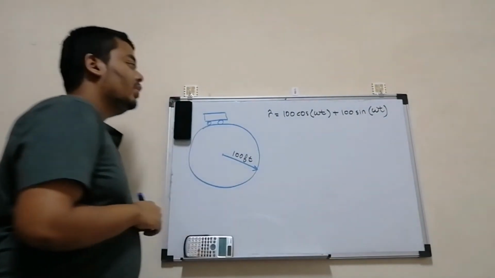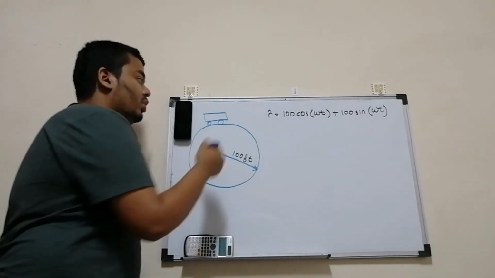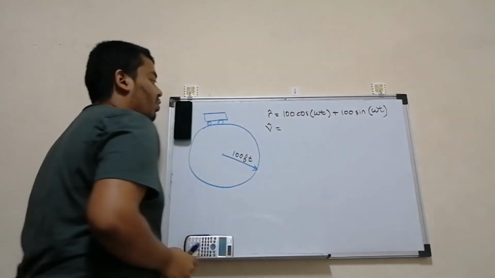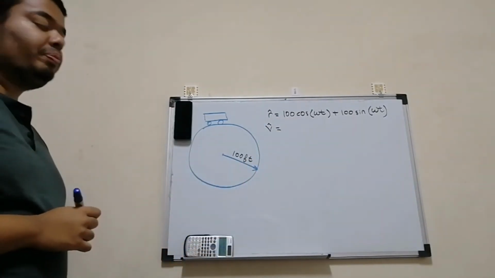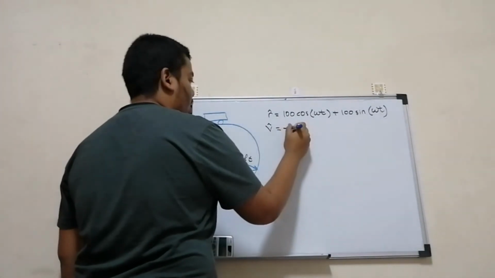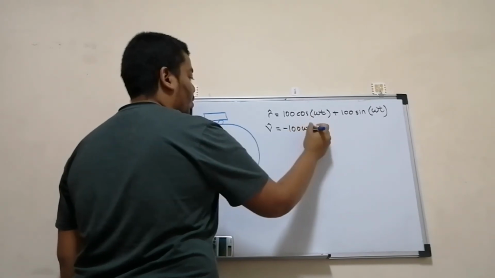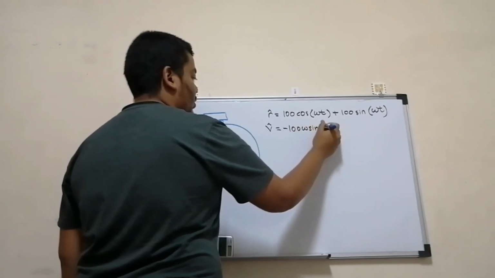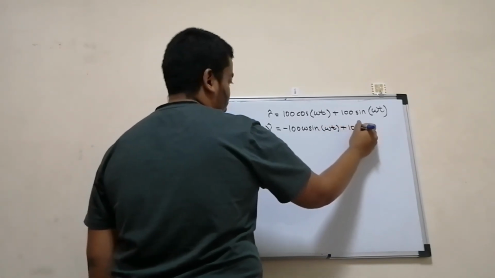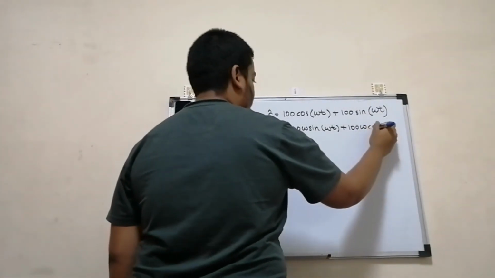Okay, guys? So now let's go ahead and find the velocity vector. The velocity vector we get by differentiating the position vector. The velocity vector is minus 100 W, which is the angular speed we need to find, sin of Wt i plus 100 W cos of Wt j.